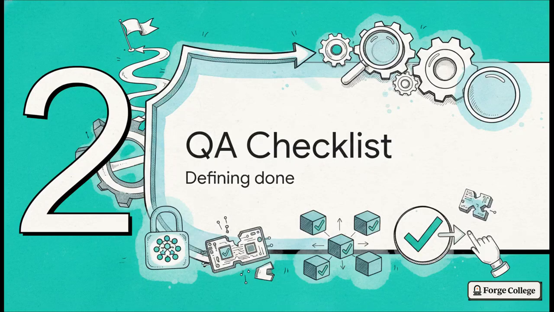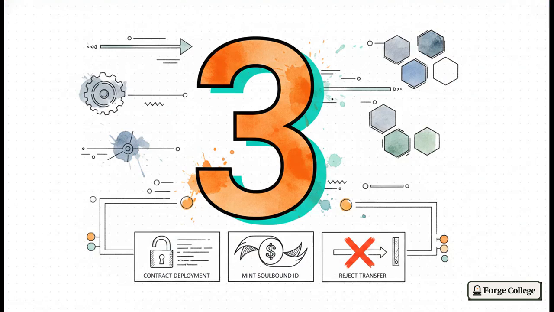Moving to Section 2, the Quality Assurance Checklist. This is where we define what done actually looks like. Now, to make absolutely sure no faulty parts slip through our hands, you need to know the magic number on today's factory floor. That number is 3. To pass your inspection, you must record exactly 3 critical transactions on-chain.